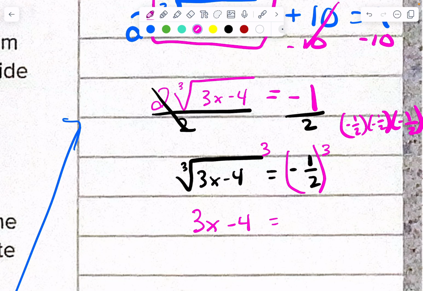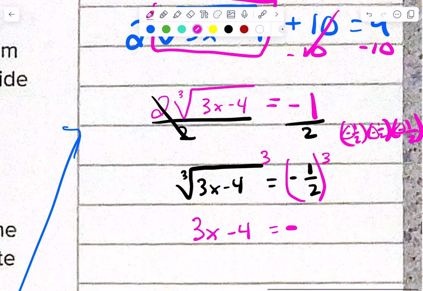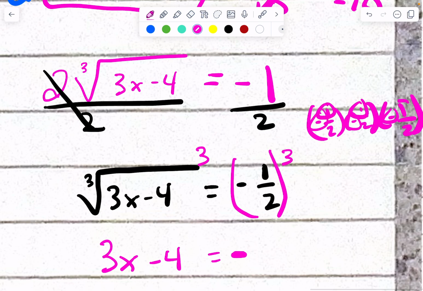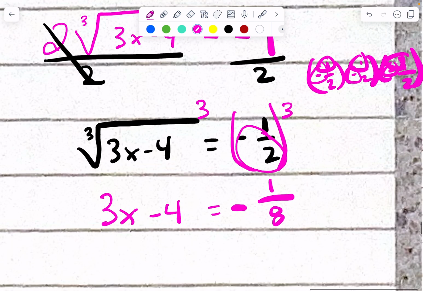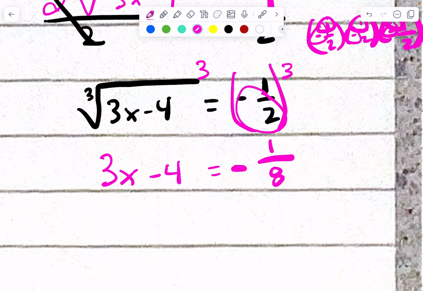Okay, 3 negatives are going to keep it negative. Negative, negative, negative. That's going to keep it negative. Then I do 1 times 1 times 1 is 1 on the top. 2 times 2 times 2 is 8 on the bottom. So that is 1/8, right? Like negative 2 to the third power is negative 8. So negative 1/2 to the third power is negative 1/8. Okay, now last thing I'm going to do is I'm going to add the 4.